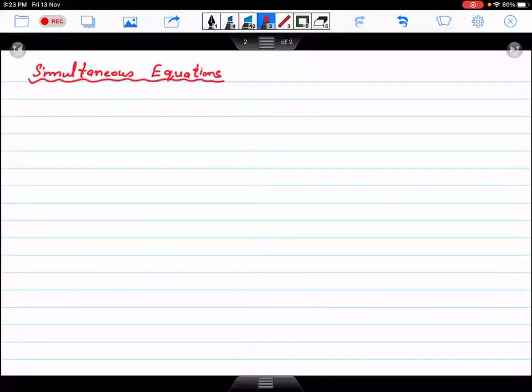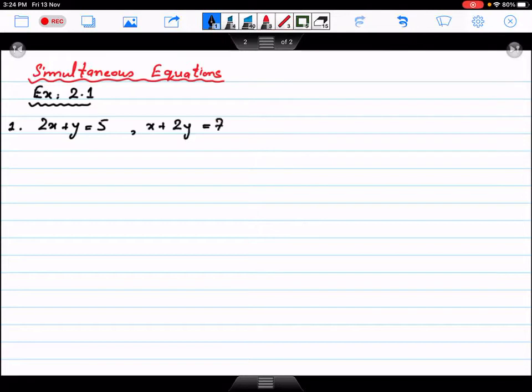Okay, so we will be starting the topic simultaneous equations. Let us start with the very basic questions. I'm starting with exercise 2.1 and question number 1. It's given 2x plus y is equal to 5, and another equation is x plus 2y is equal to 7. We may call it equation number 1 and equation number 2.